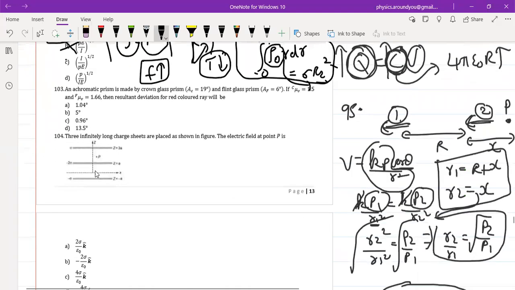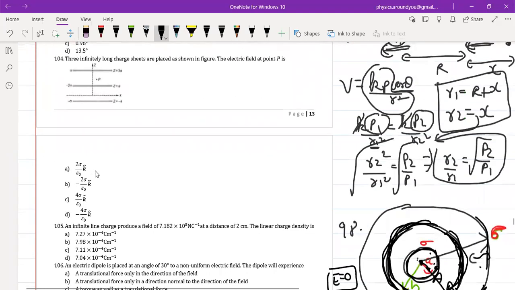Now we will go for 104. In 104, we need the potential at point P. Again, whenever you have three sheets, even in CBSE, it is a standard question. For sheets, we use the principle of superposition. Okay, look carefully.